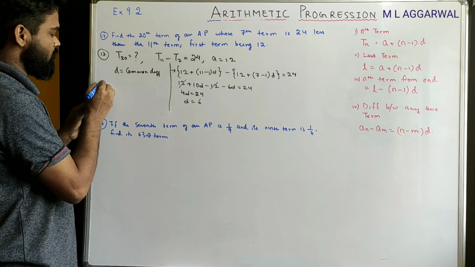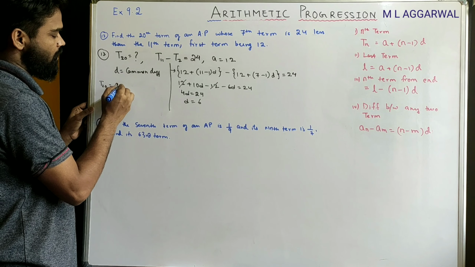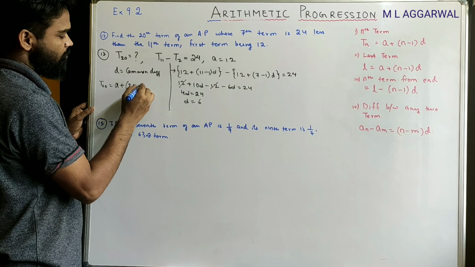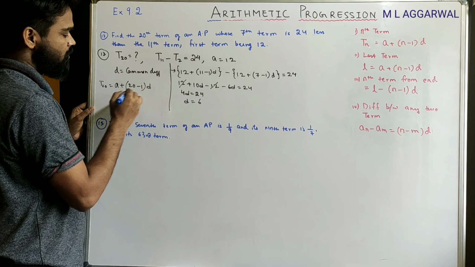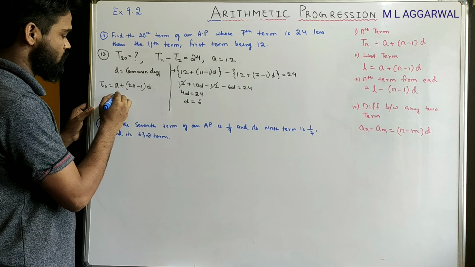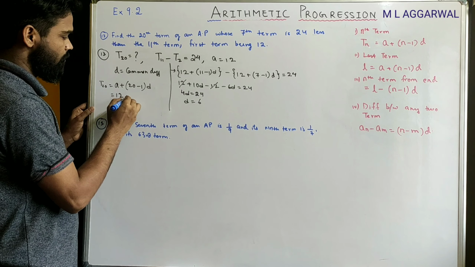Now 20th term, T20 will be A plus 20 minus 1 into D, isn't it? A is 12, plus this is 19 into 6, which is 12 plus 114. That's how much? 126. Done.